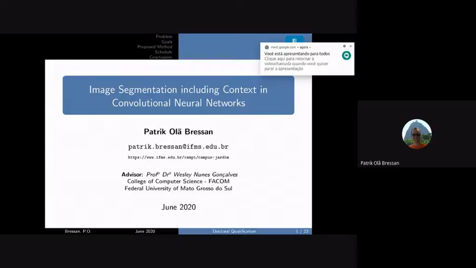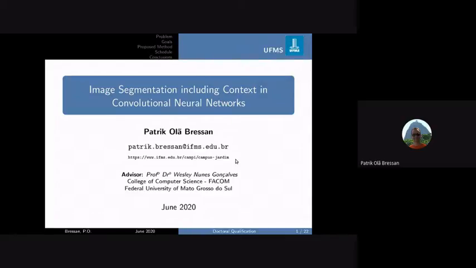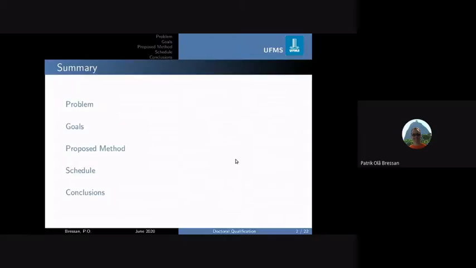My name is Patrik. I am a doctoral student. My advisor is Professor Wesley Nunes Gonçalves. And the title of our research is Image Segmentation, including context in convolutional neural networks. Okay, let's start.